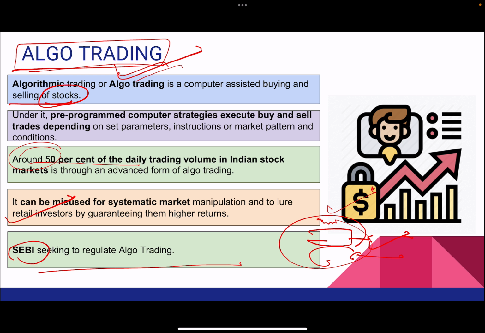So that is about algorithmic trading. It has been in the news because SEBI recently expressed that there should be more regulation from the end of SEBI for this algorithmic trading to stop its misuse or possible misuse in future. So this is about algorithmic trading.